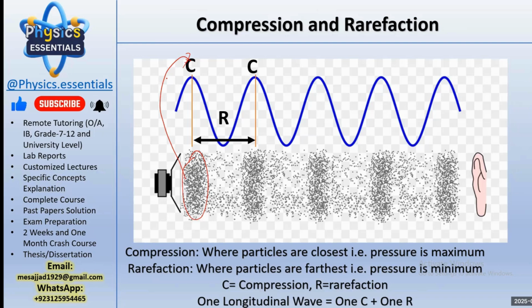So compression is the point where particles are very close, or you can say a point of maximum pressure. And rarefaction is the point where, when the wave is gone, the particles become relaxed again, they move away from each other again. So the point or area of minimum pressure is the rarefaction. And what about one complete longitudinal wave? How much compression and how much rarefaction does it have? So one complete longitudinal wave has only one compression and one rarefaction. Okay, you need to remember it. Here, one longitudinal wave is completed, and from here another longitudinal wave is started.